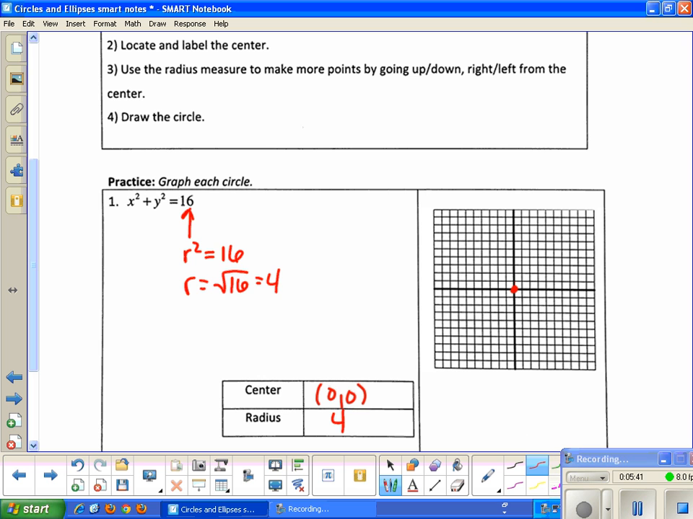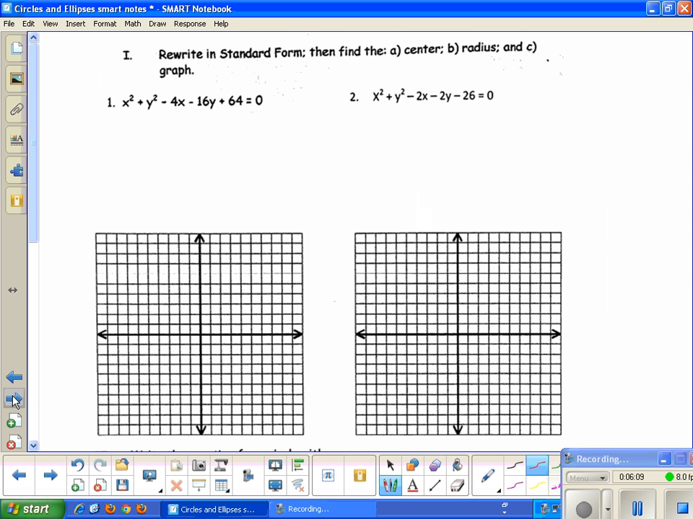So then all you have to do is count up 4, down 4, right 4, and left 4. And then just complete the circle. So of course, if your circle doesn't look quite as nice as this one right here, that's okay. I have a hard time drawing circles as well. It's not always easy.